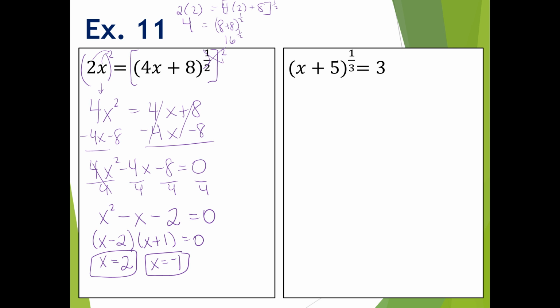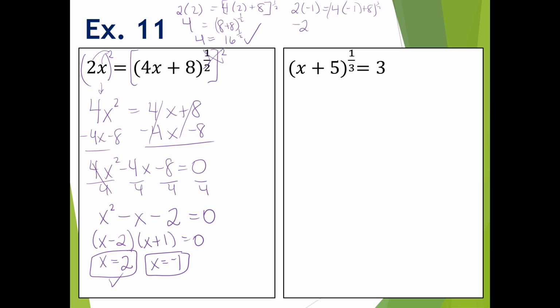Now, if you remember what the 1/2 power means, that's the same thing as saying the square root. So does the square root of 16 equal 4? Yes, it does. So x equals 2 works. Let's see if x equals -1 works. So we have 2 times -1 equals 4 times -1 plus 8, all of that raised to the 1/2 power.